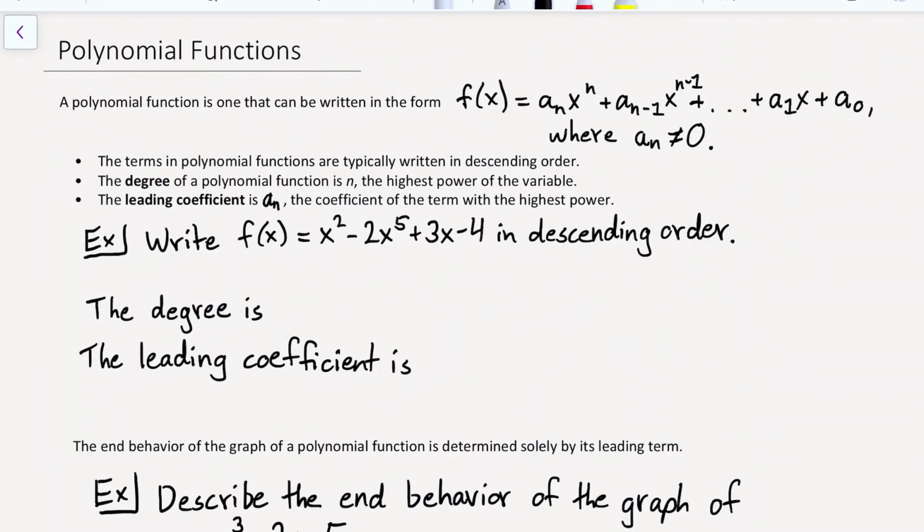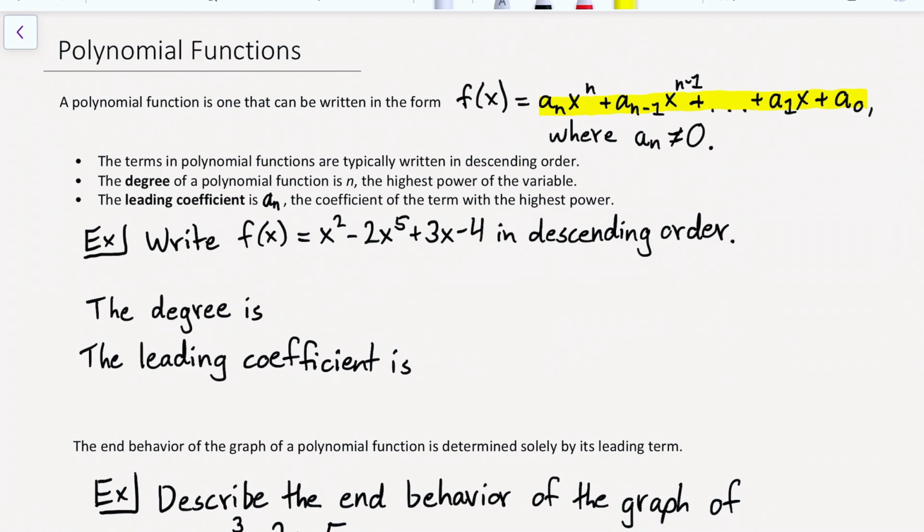Let's talk about polynomial functions. This is a broad category of functions that includes linear functions, quadratic functions, cubic functions, and so on. A polynomial function is made up of coefficients and powers of x. So in general, it's a_n x to the n, and then going on down with descending powers of x until we get to a constant term.